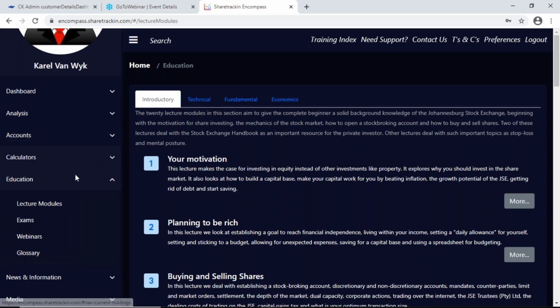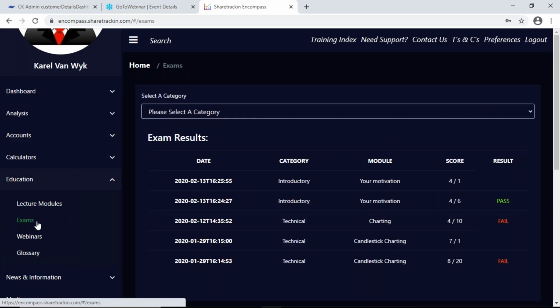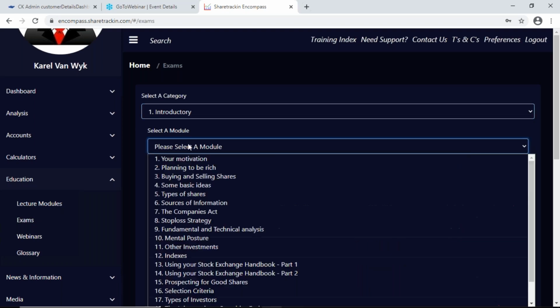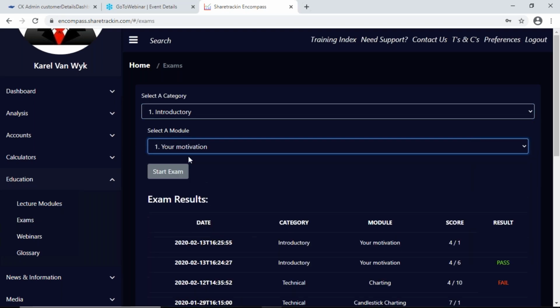And so I can work them through. Next up, I have my exams. I can select the category. So I was at introductory. Select the module, your motivation, and then I can say start exam.